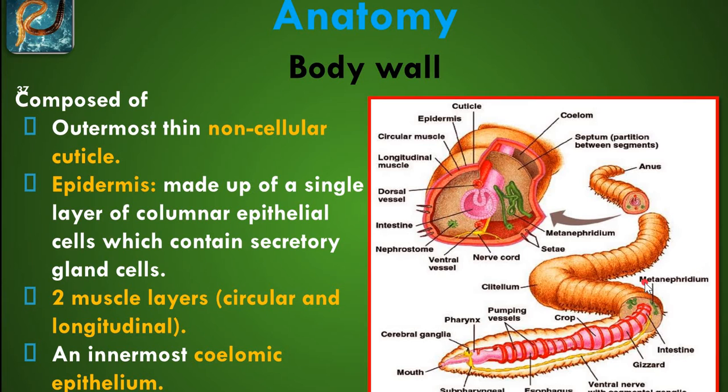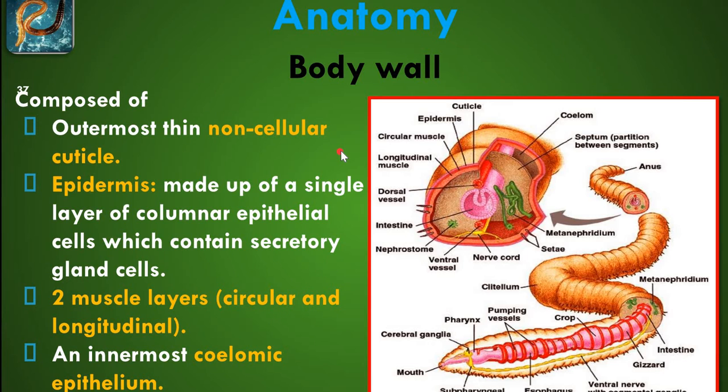There are numerous pores called nephridiopores which are present on the surface of the body. In each body segment except the first, last and clitellum, there are rows of S-shaped setae. They can be extended or retracted. They help in locomotion.